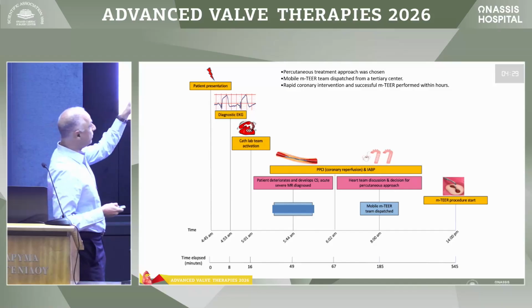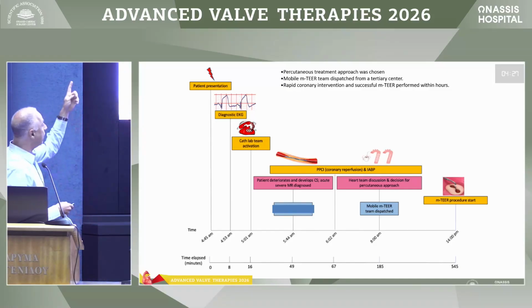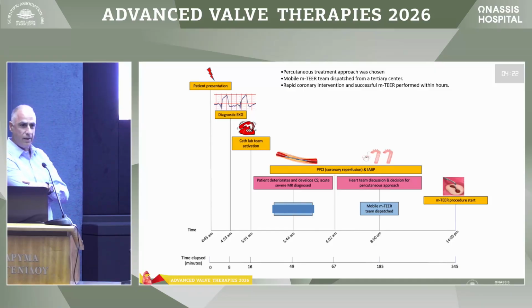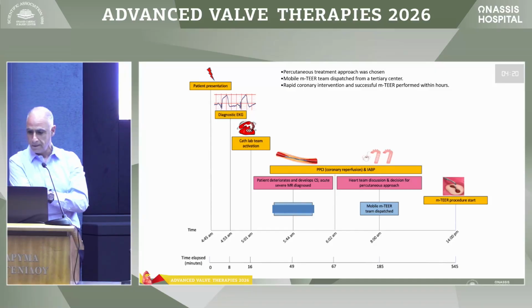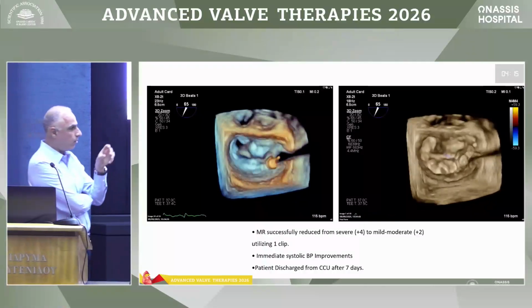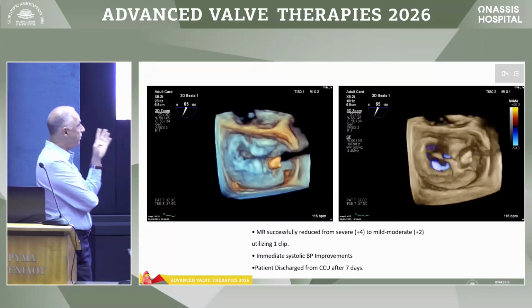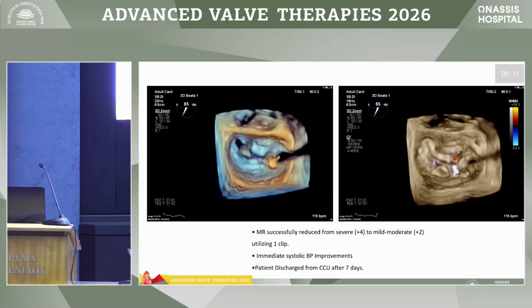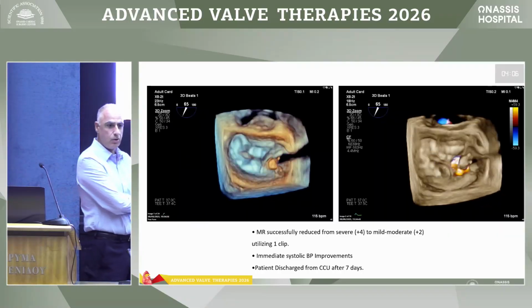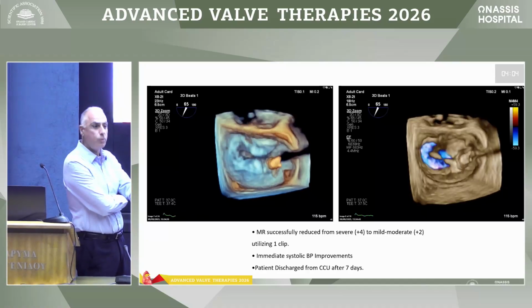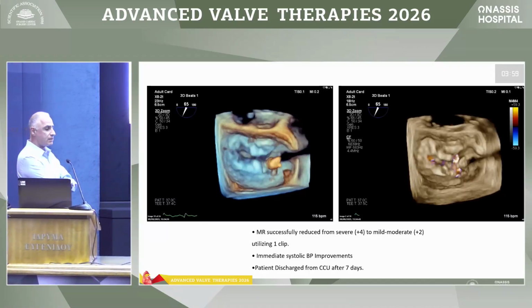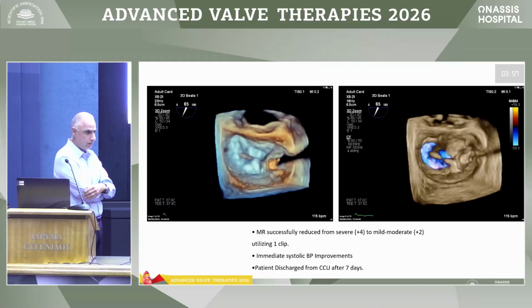This is how it was performed from the presentation at 5 a.m. in the morning until the TEER that was finalized at noon. And the patient, this is one clip, grasping all the flail area of the papillary muscle. The MR went down from severe to mild immediately. Immediately the blood pressure went up. The anesthesiologist always said, what happened now? So, oh, we just clipped the valve. And the patient was discharged from the CCU after 7 days and went home.